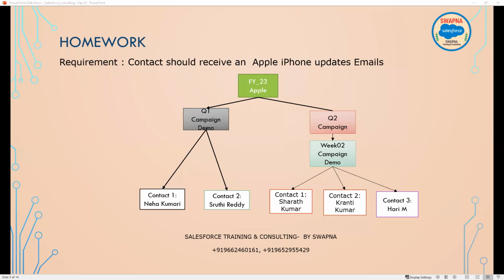Right. Q2 campaign is the parent of week 2 campaign demo. And the next one is Volvo. For Volvo also the same structure. You have FI_23 Volvo as the parent campaign, and within that you have 2 child campaigns: Q1 campaign demo and Q2 campaign demo.